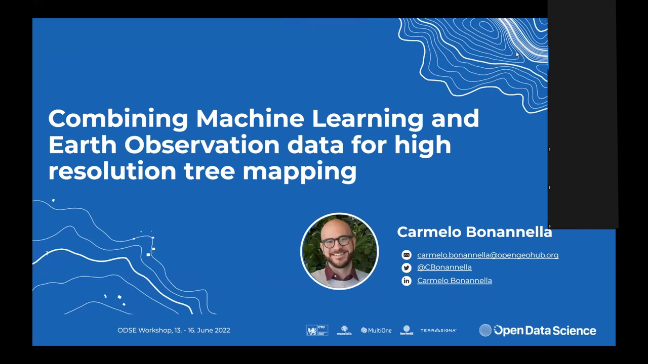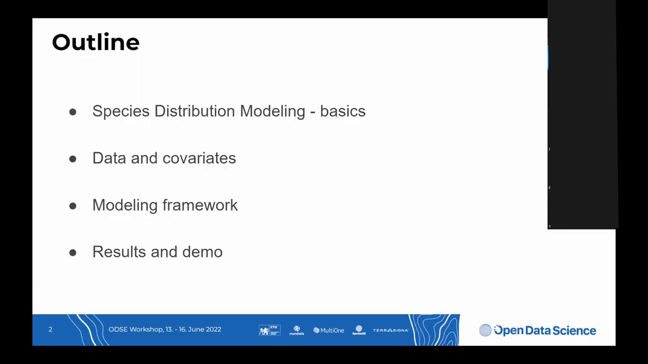So as Yogesh mentioned, in this talk we are going to see how to use machine learning and Earth observation data for the production of dynamic tree species distribution maps for Europe. And this is a product that was developed thanks to the GeoHumanizer project.